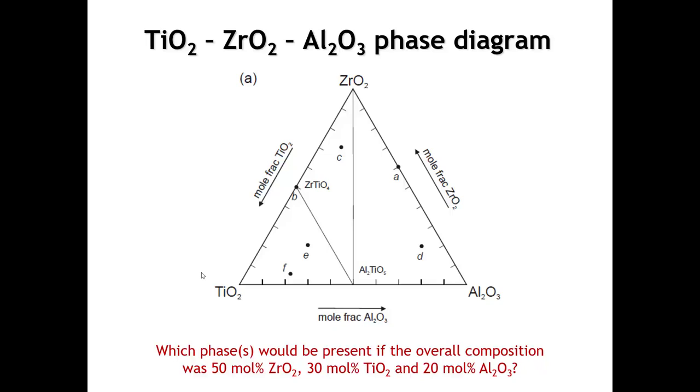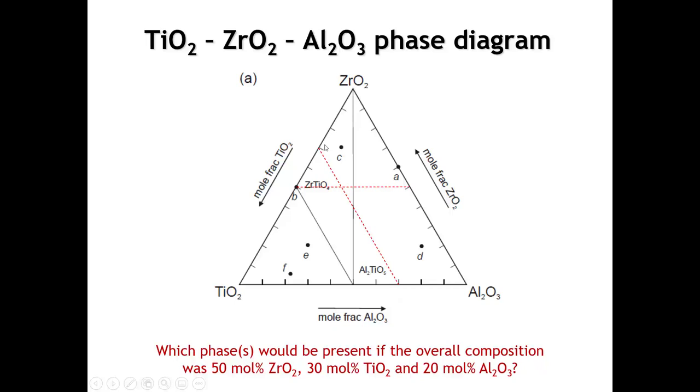Okay, do you have an answer? Well, let's go over it. 50% ZrO2, that's going to be somewhere on this horizontal line. This line would represent 30% TiO2. Right, so if we go 1, 2, 3, that's 30% of the way here to TiO2. And at the top, 1, 2, 3, 30% of the way to TiO2. So we've got that line.